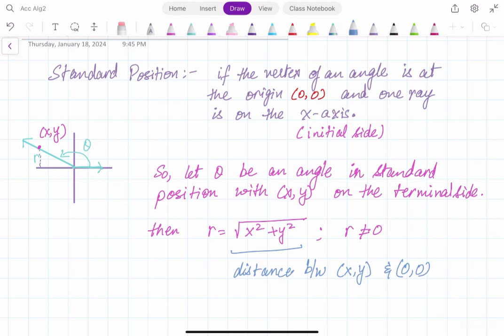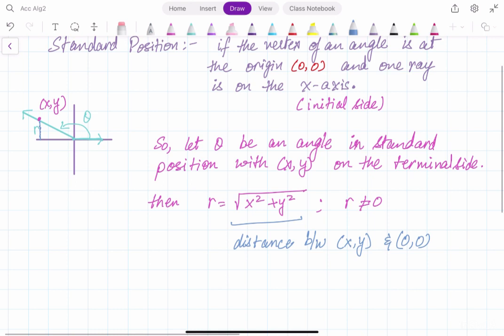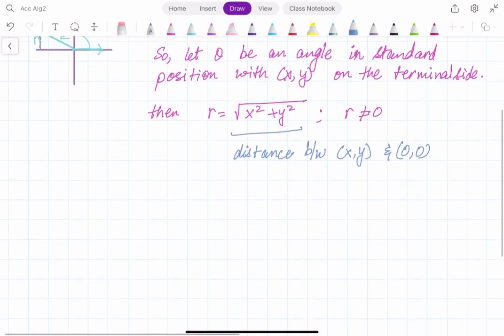Now, as you know, the distance formula is the radical of x2 minus x1 whole squared plus y2 minus y1 whole squared. But why are we using only x squared plus y squared? Because the other coordinate is 0 and 0. So basically it is x minus 0 whole squared plus y minus 0 whole squared, right?